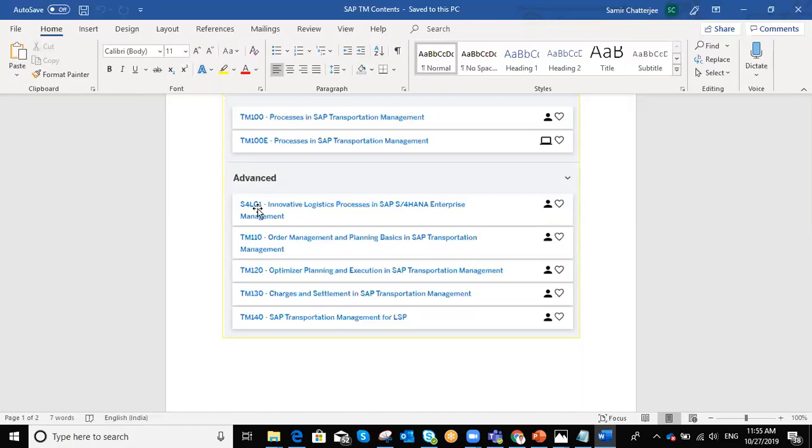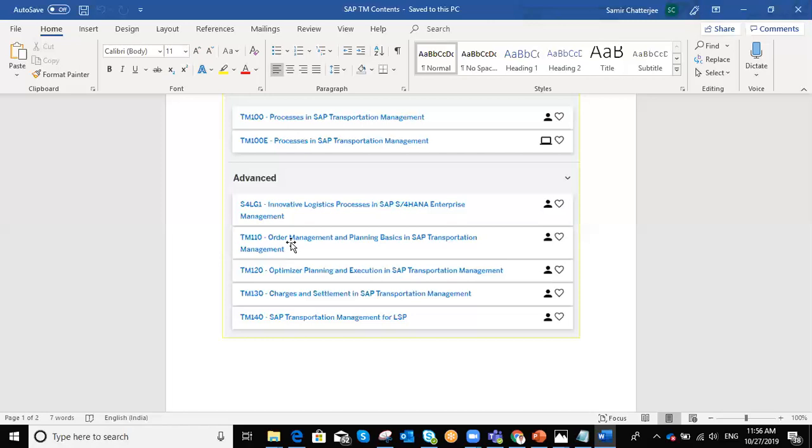It is required. Now TM 110 is also an important ebook. It involves order management and planning basics in SAP transportation management, including planning and configuration and other settings, and master data setup for order management and TM planning. The first two steps are described in detail in TM 110, what we discussed yesterday.